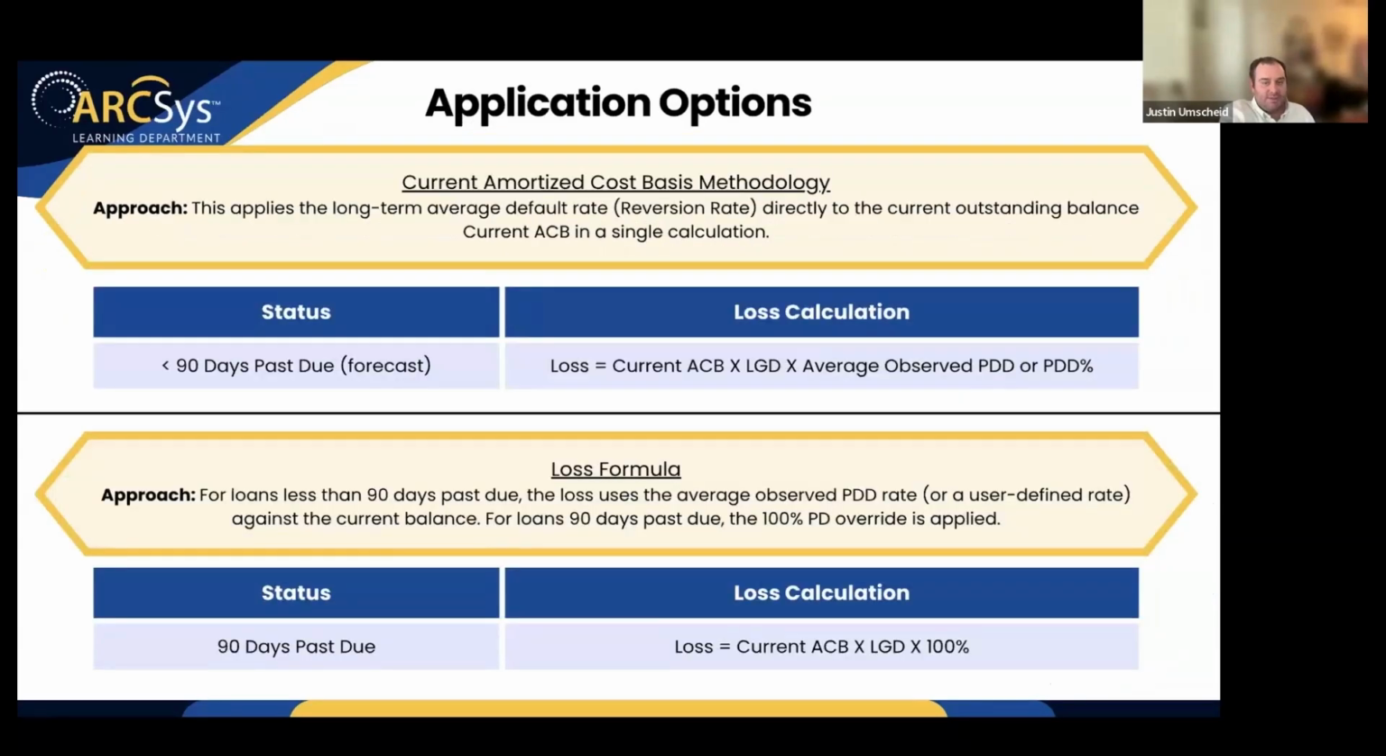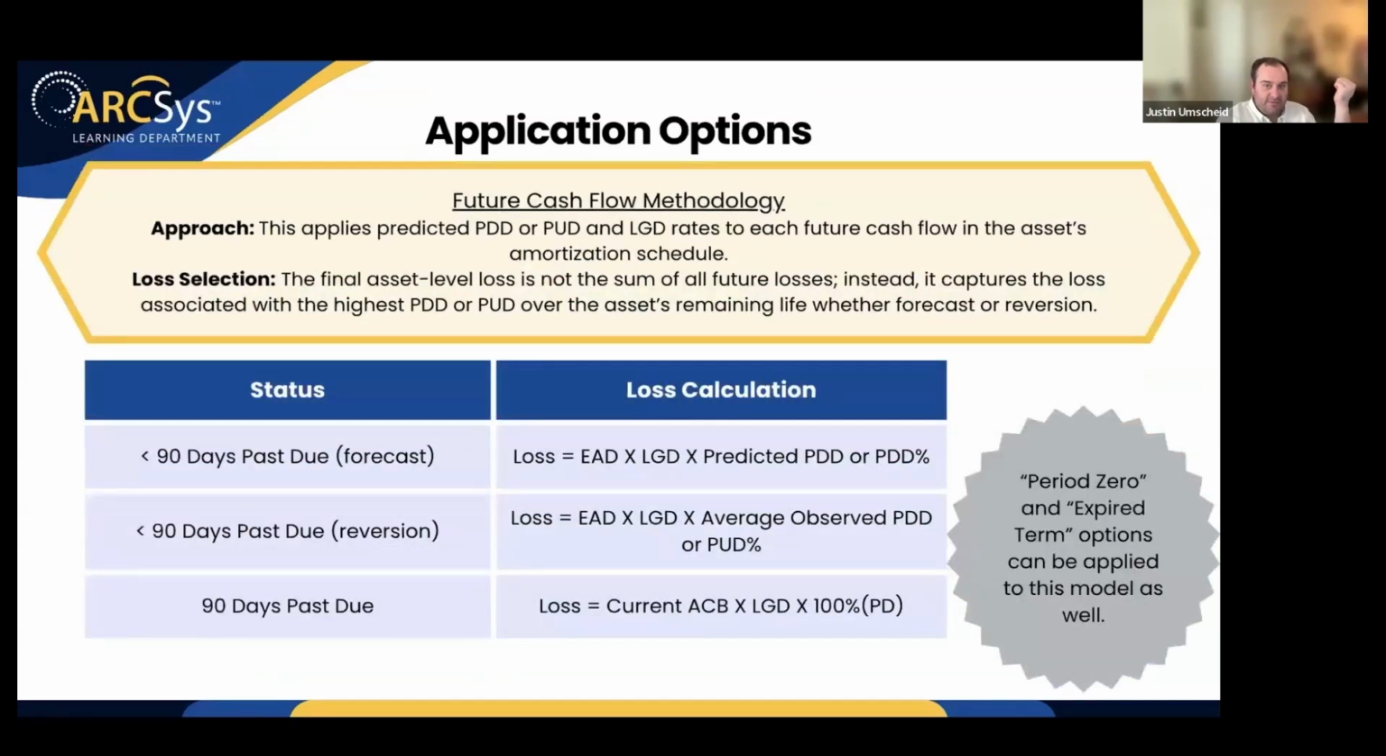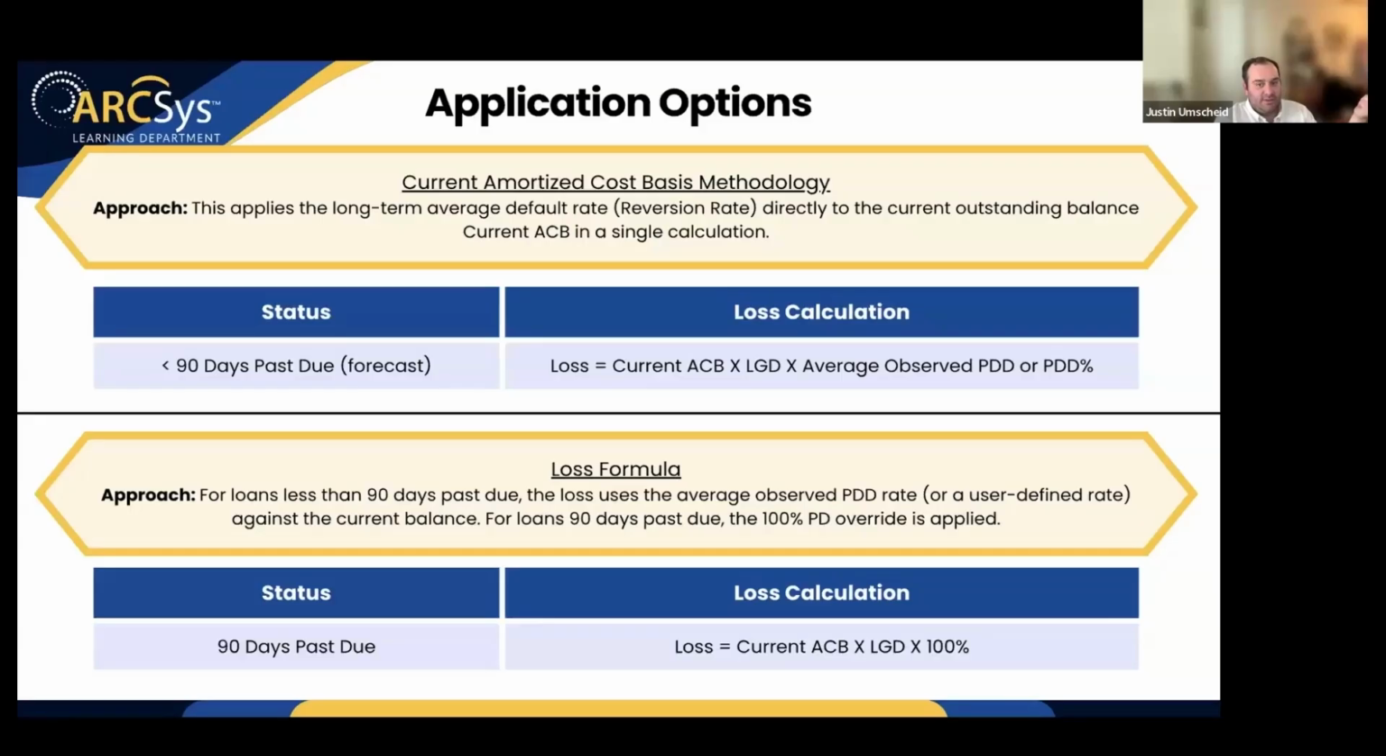Current amortized cost basis option in a PD model, this is where we get rid of that forecasted expectation. We take your current amortized cost basis of the loan today, we multiply it by the loss given default, and then we multiply it by that long-term average inputs for your default. It removes the forecast, right? You're just using current amortized cost basis, loss given default, and historical average defaults that you're feeding into the model. The prior one we were looking at, future cash flow, includes the forecast. So future cash flow includes the forecast, current amortized cost basis excludes the forecast.